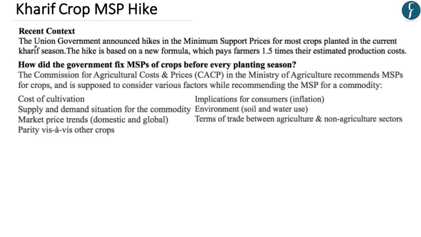What has recently happened is that the central government of India has announced a hike in the minimum support price for most of the crops that are planted in the Kharif season. This hike in the minimum support price is based on a new formula, under which farmers would now be paid 1.5 times their estimated production cost.